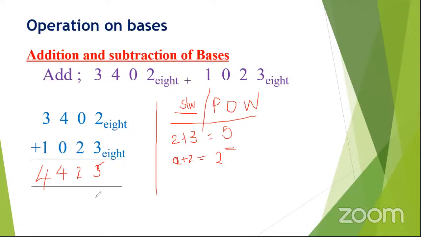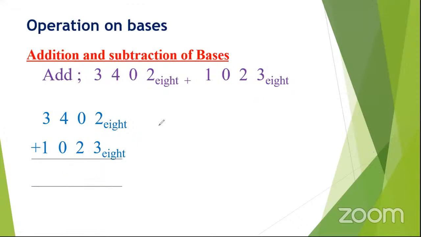Now, what happens when you add and you get an answer that is beyond the base? Let us see our example 2. The answer is 4025 base 8. That's the answer for that number there.